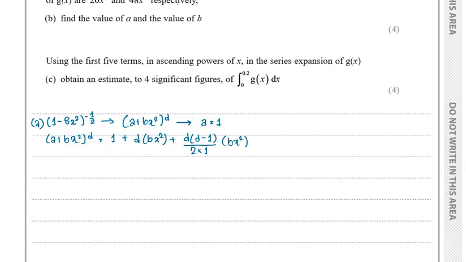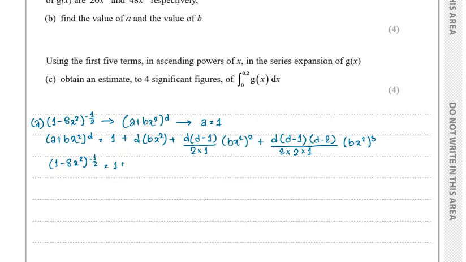(bx squared) to the power 2 plus d multiplied by (d minus 1) multiplied by (d minus 2) divided by 3 multiplied by 2 multiplied by 1, (bx squared) to the power 3. So for the given expression, which is 1 plus (1 minus 8x squared) to the power minus half, a is equal to 1, b is equal to minus 8, and d is equal to minus half.